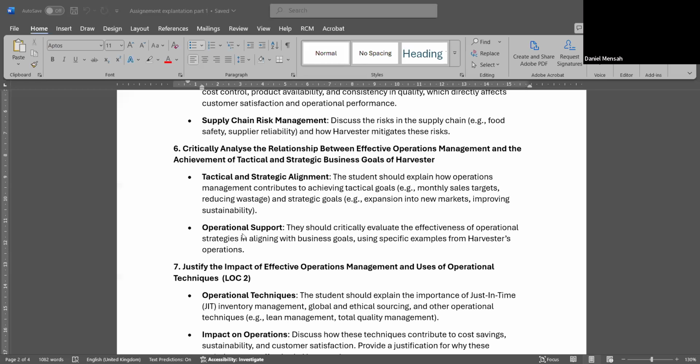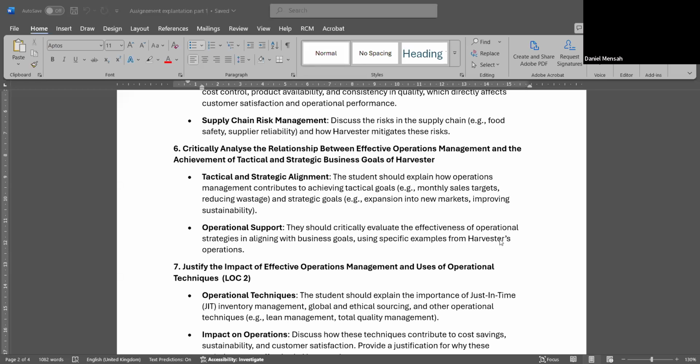In 4.6, you need to critically evaluate the effectiveness of operational strategies in aligning with the business goals, using specific examples from Harvester's operation. So you will be assessing Harvester's operations, and then you will check how these operations are helping to achieve their tactical goals. Maybe their tactical goal is reducing waste. So you will give an example.